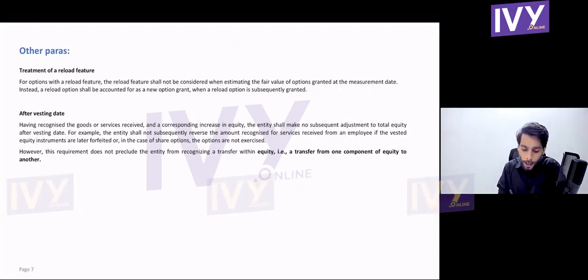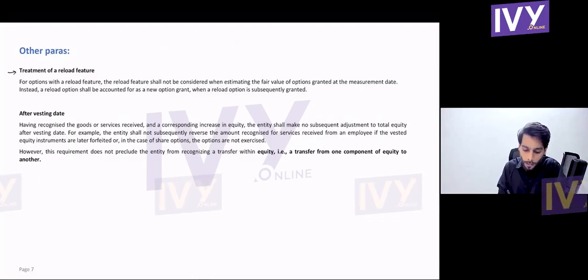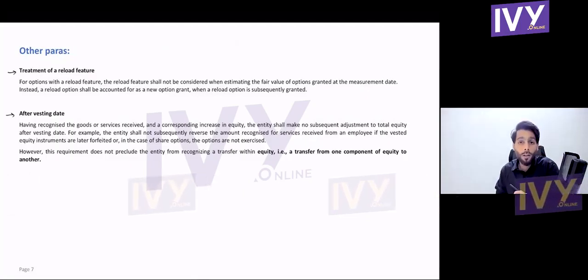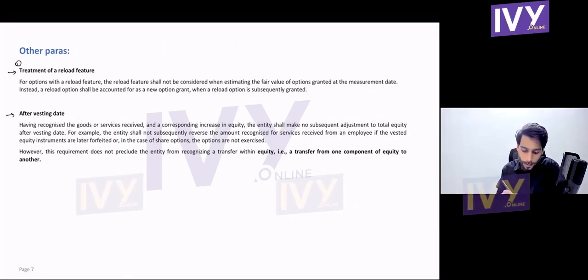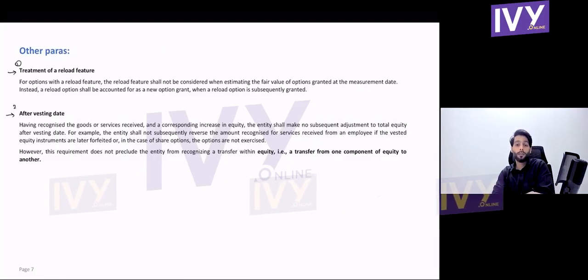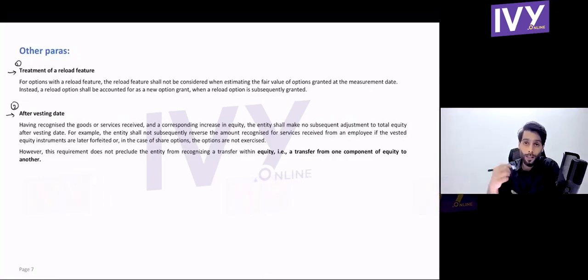So the 2 paragraphs of IFRS 2 that I want to talk about are, number 1, the treatment of a reload feature. We need to understand what a reload actually is. And the next is that we are going to talk about what happens in the case of equity settled share based payments after the vest date.